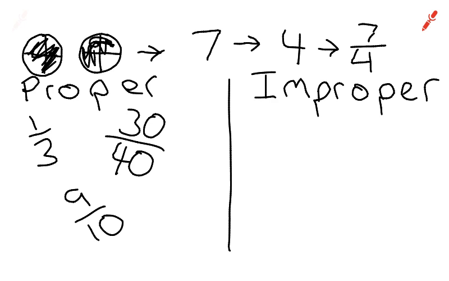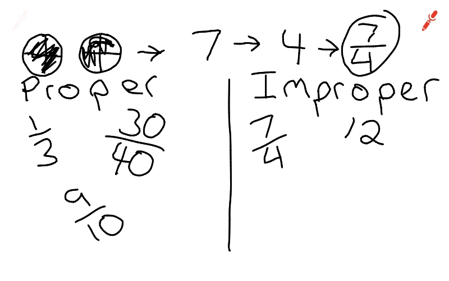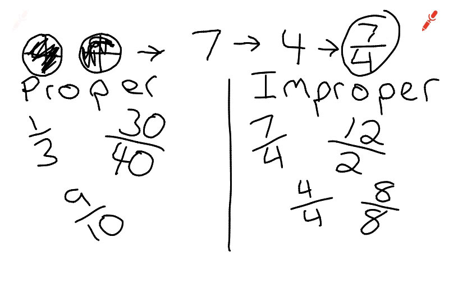And then with an improper fraction, you have the bigger number on top, like we do here. 7 over 4, that is improper. Or 12 over 2. Also, if it's the same number, for example, 4 over 4, that is improper as well. Or 8 over 8. So hopefully that's helping you to understand the difference between improper and proper. In the next 3 parts of the chart that we're going to do, we'll have to decide if each one is proper or improper.